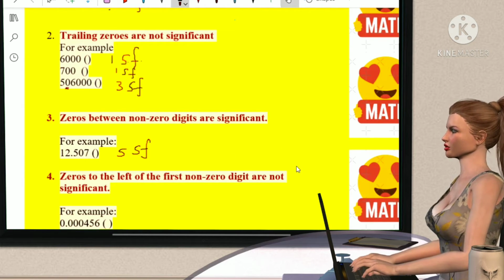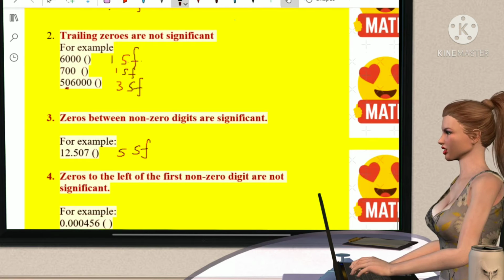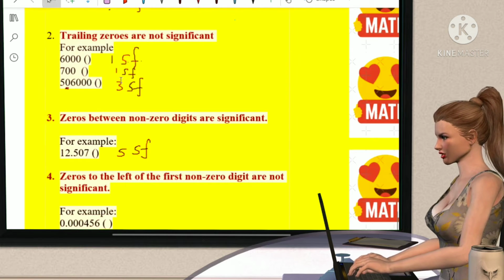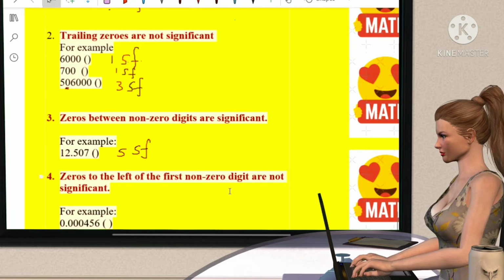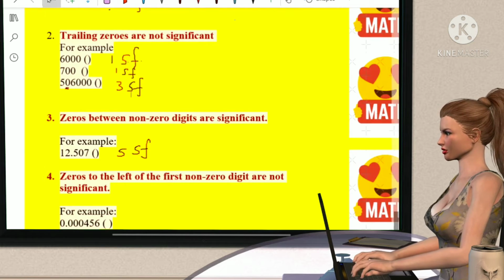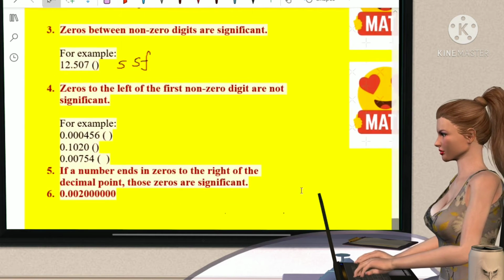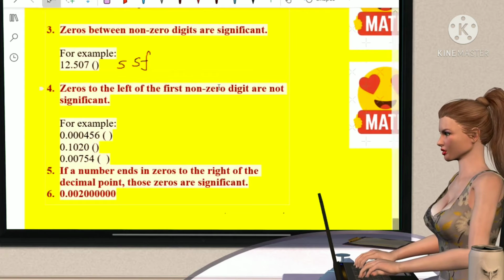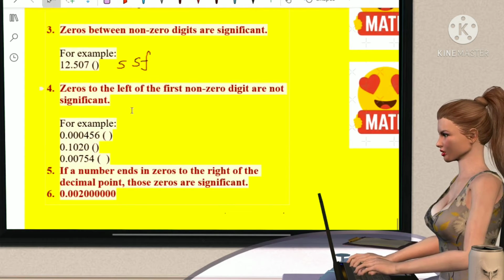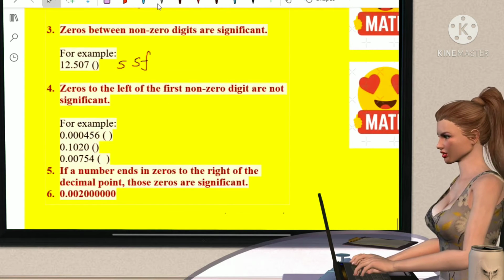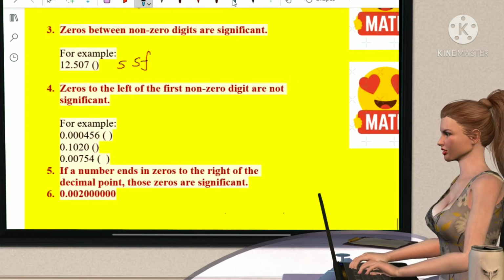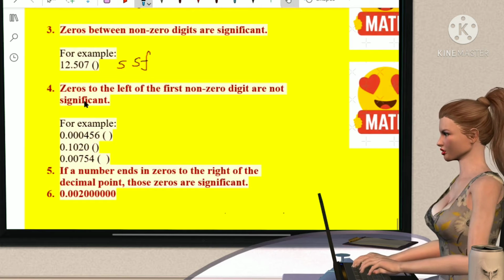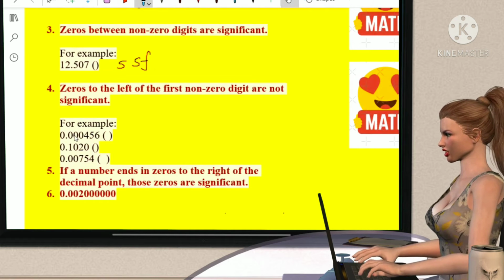Alright, taking this down. Number 4 says that zeros to the left of the first non-zero digits are not significant. Let me read that again. Zeros to the left of the first non-zero digits are not significant. Short way, we call them leading zeros. Leading zeros are not significant. Right? Once they come to the left of the first non-zero digit, they are not significant.